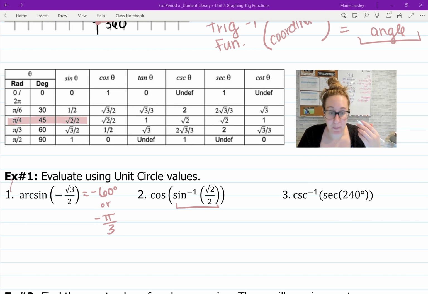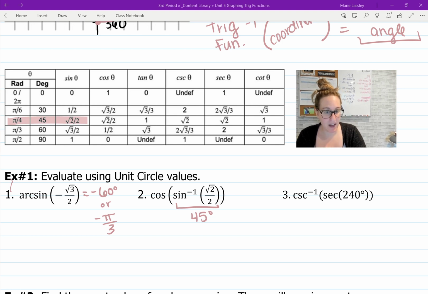Well, it's positive, right? We have positive square root of 2 over 2 in our problem, so we would say that this is just 45. We don't need to do anything funky. It's positive, so it's just our first quadrant angle, which is 45. So that's the inside piece.